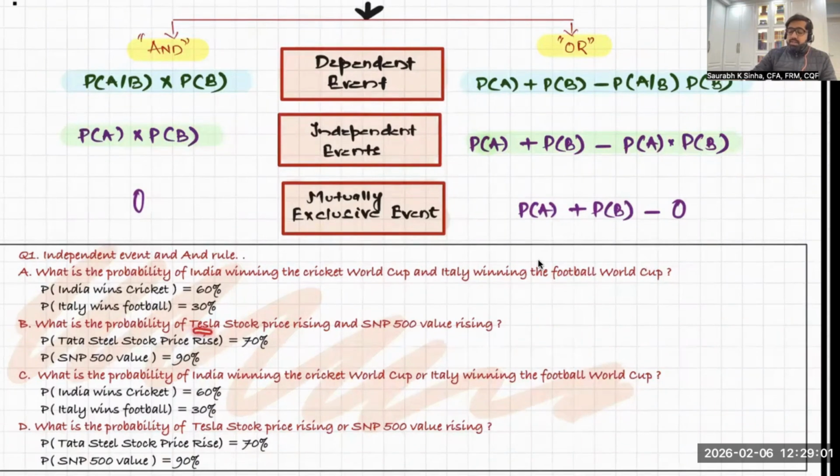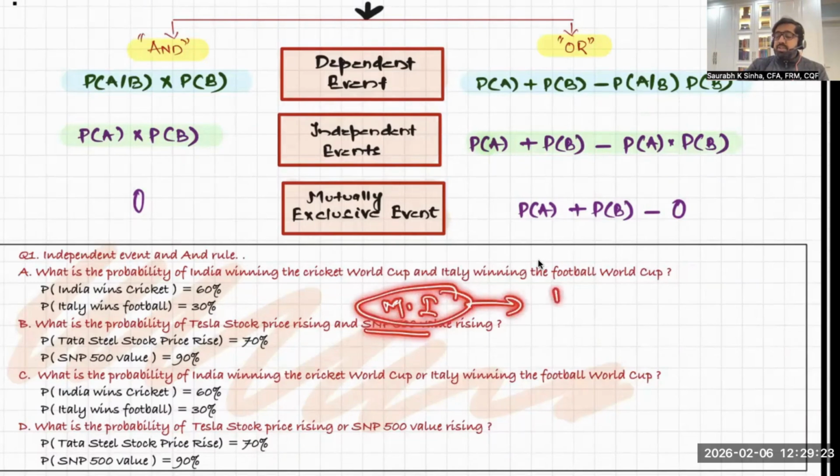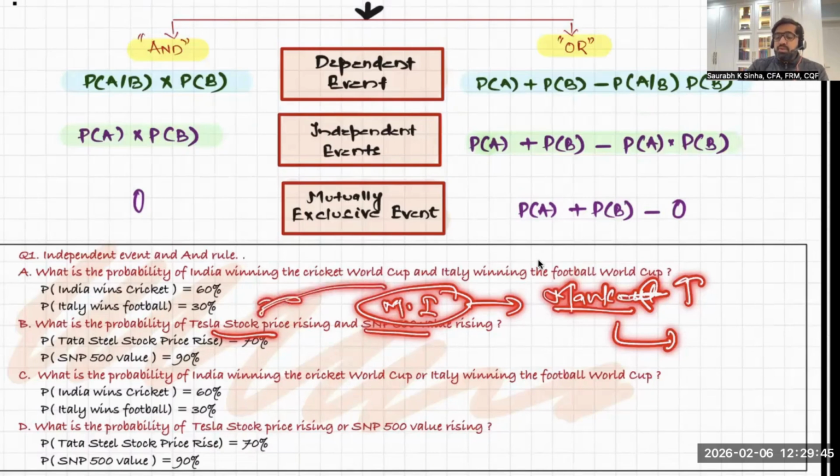What is the probability of Tesla stock price rising, and again, AND rule, S&P 500 value rising? Are they independent or dependent events? They are dependent events. Why? Now this is important for all the students who are sitting for the CFA and FRM examinations. S&P 500 is a market index, which represents the market or economy of the country. If the market rises because of any positive sentiment, then it will impact the stock prices. So the stock price of Tesla, Meta, Microsoft, each one of them will get impacted. So therefore, these two events are dependent events.